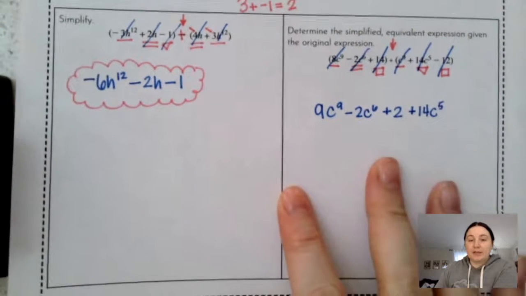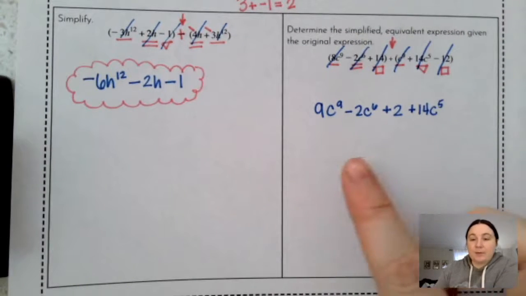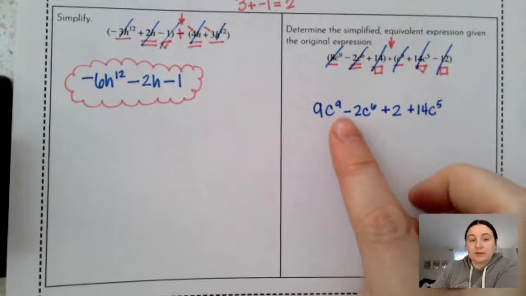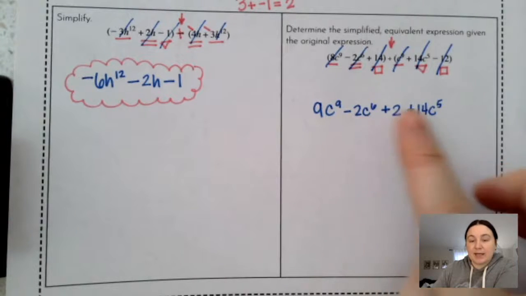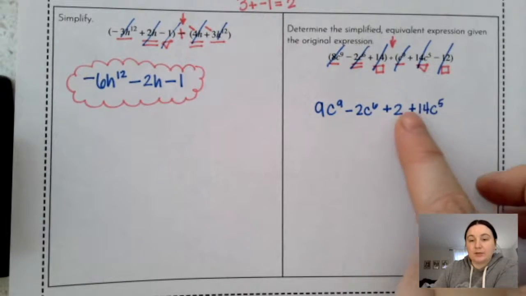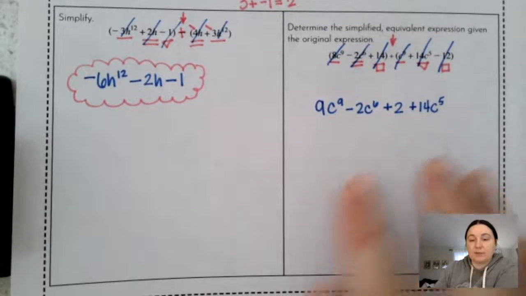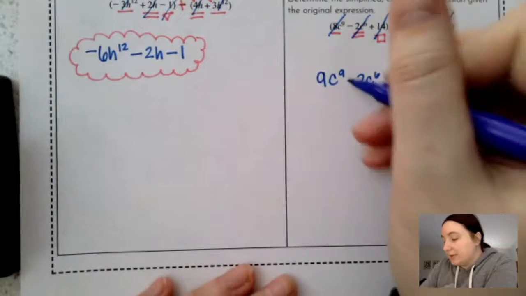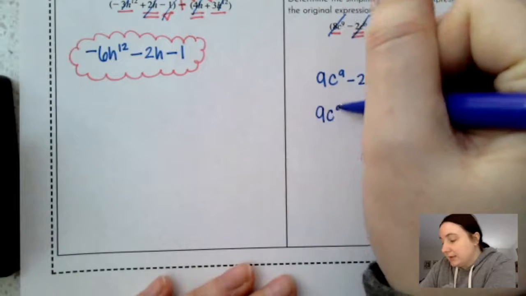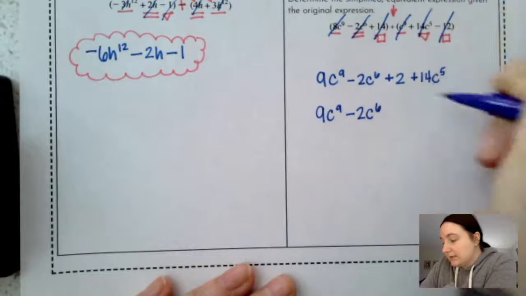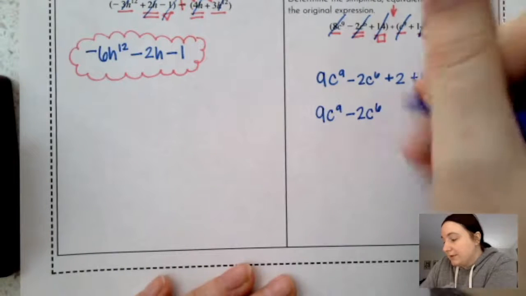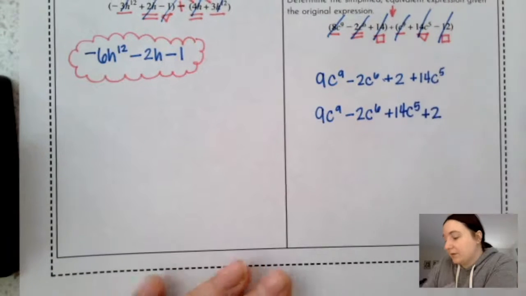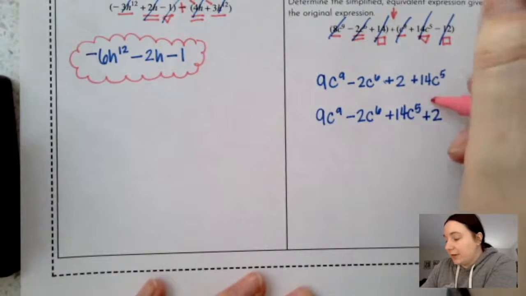So now I've combined, and I think I'm done, but I'm not done. I want to double check and make sure that it's in standard form, and that's highest exponent to lowest. I started off good. I had my highest and then my second highest, but then these two are in the wrong order. You can see that this one needs to come at the end and this one needs to come before it. All I need to do, remember when I'm reordering, is keep the sign in front. So I have 9c to the 9th minus 2c to the 6th, and then 14c to the 5th is positive, and 2 is positive. So now this is in correct order.